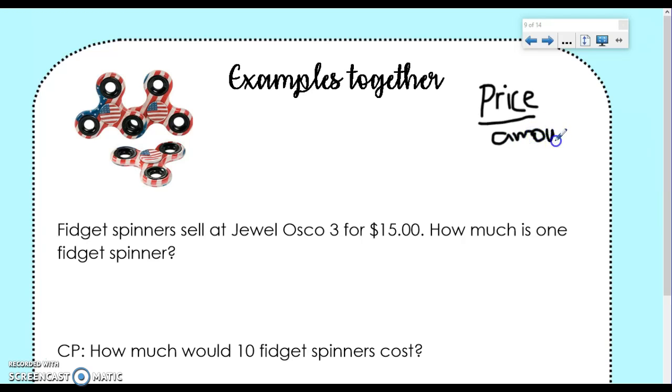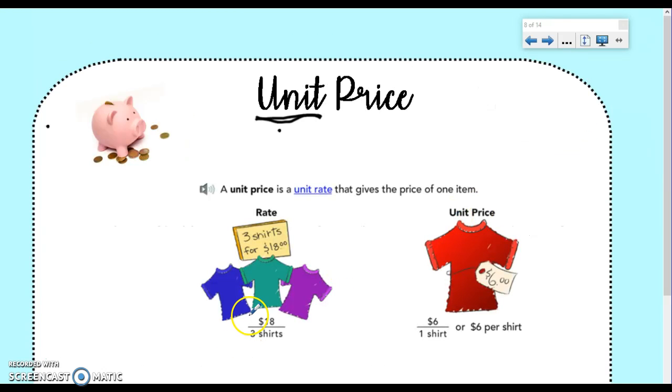So price over amount. All right, so Ms. Tversky, why do we need to know that? Well, if you look back on this slide here, it says that there were $18 for 3 shirts. So 3 shirts were $18. Now we can set this up equal to trying to figure out how much one shirt would be. To get from 3 to 1, we would divide by 3. And we've learned if you divide on the bottom, you have to divide on the top. So 18 divided by 3 is $6 a shirt.